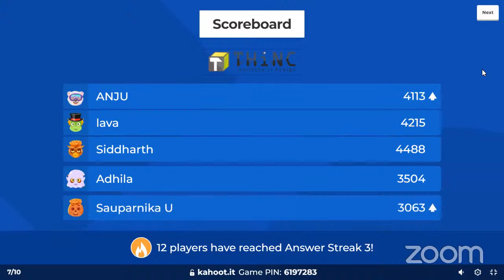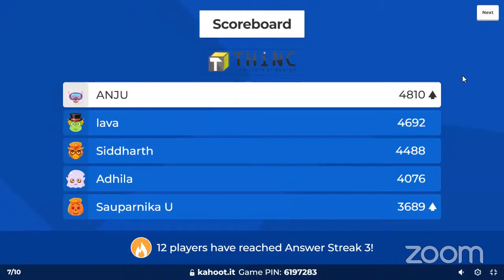Here is the scoreboard. There's a change again. Anju comes to the point table on first with 4,810, and Lava on second, Siddharth on third, Adila on fourth, and Sauparnika on the fifth position. Congrats, everyone. So it's getting interesting. The first position is changing with every question. So Anju and I think Siddharth.